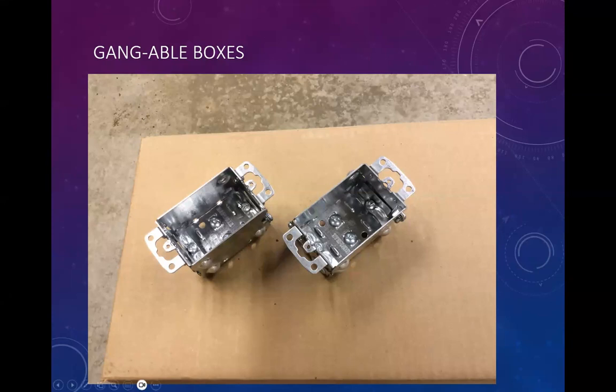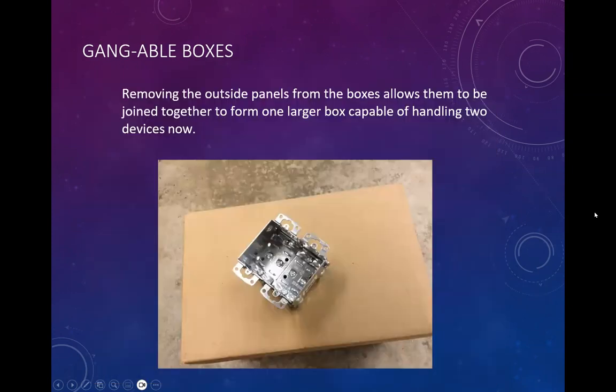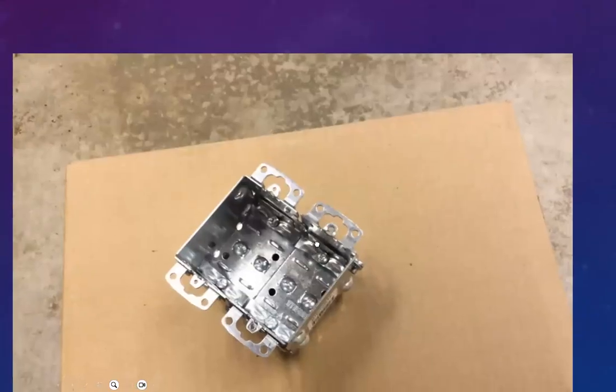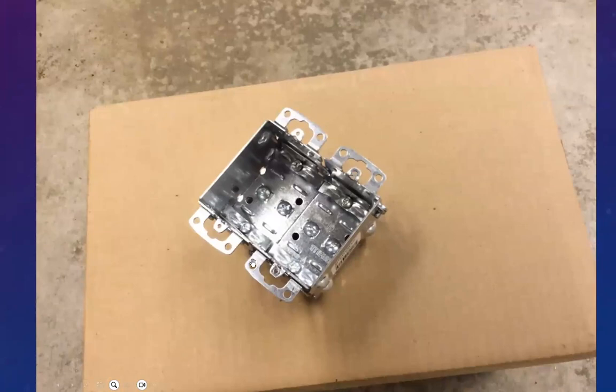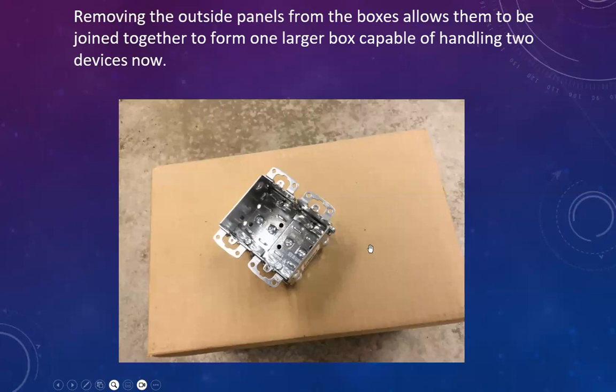Those are designed in a way that you can remove the sides from each box and join them. So you remove this side from that box, remove that side from this box, join them together, and you get a double gang box out of 2 single gang boxes. These are called gangable boxes. And that's what it looks like after it's done. They are made to do that. Of course, it takes time, so you would not plan to use that in a larger project that requires a large number of multiple gang boxes. You would just buy ready-made. But as I said, sometimes you're in a pinch, so you could do that. So it's always a good idea to have that in your van.